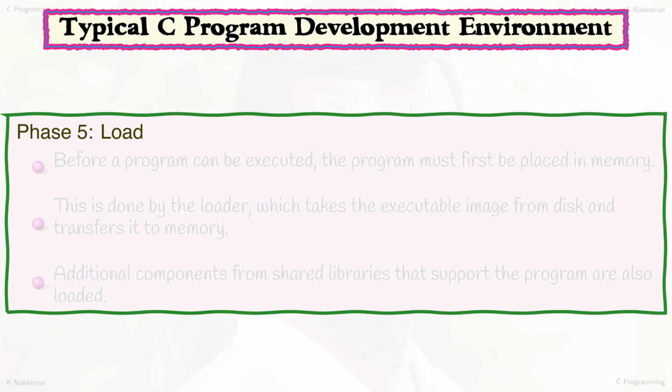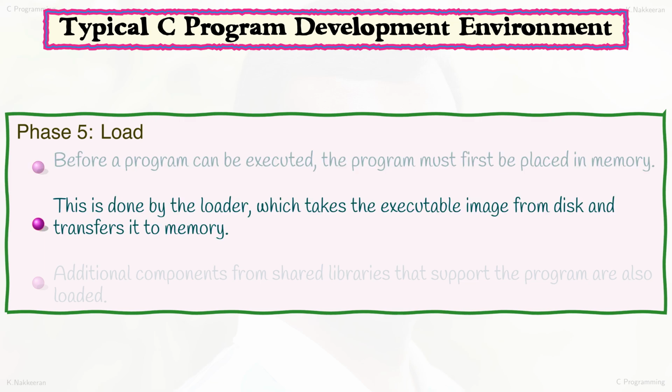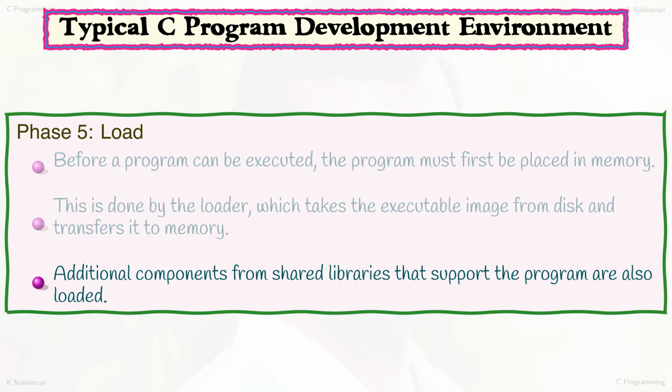The next phase in the C program development environment is the load. Before a program can be executed, the program must first be placed in memory. This is done by the loader, which takes the executable image from disk and transfers it to memory. Additional components from shared libraries that support the program are also loaded.